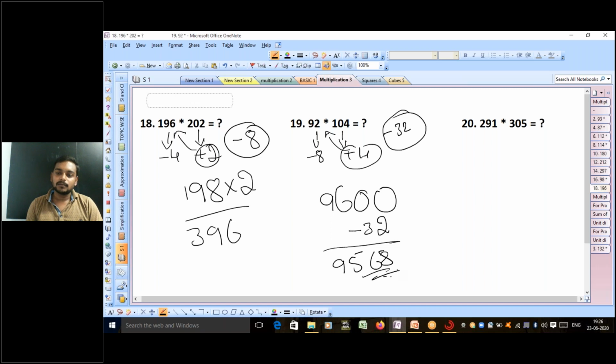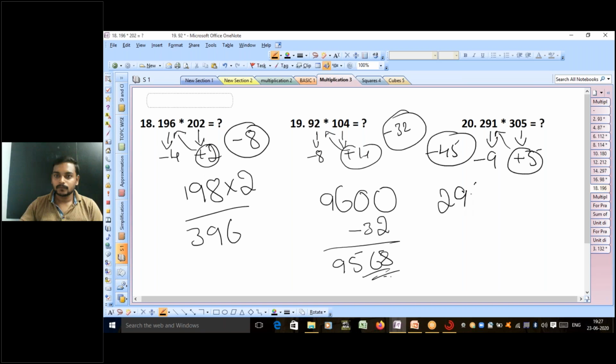Yes, good. 88,750. 291 multiplied by 305. From 300 it is 9 less and it is 5 more. 9 5s are 45. That is minus 45. Just write it on one side. So just add 5 to 291. You will get 296. Then you have to multiply it by 3. Why? Because we have taken the base as 300.